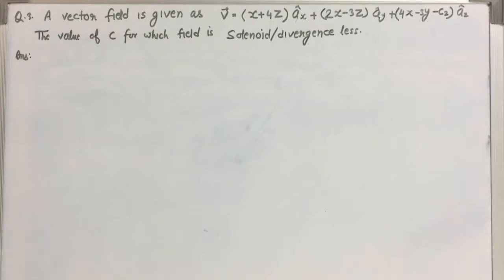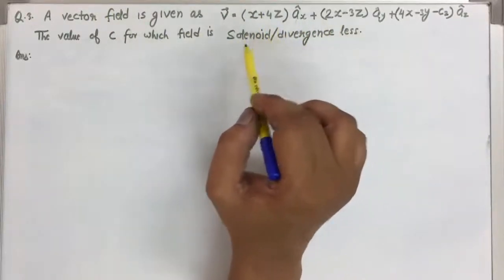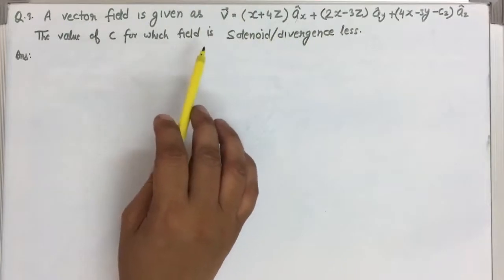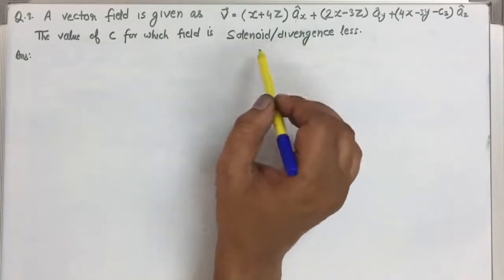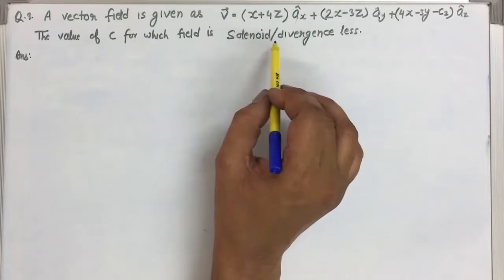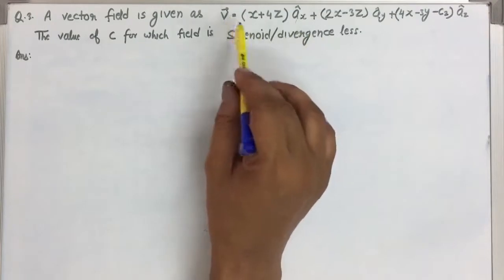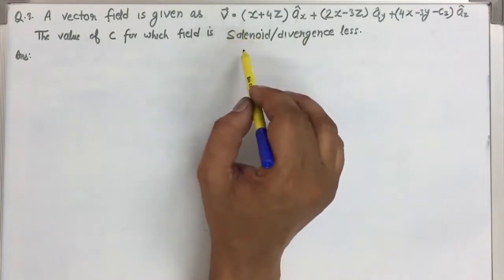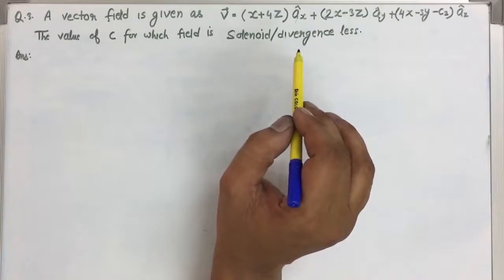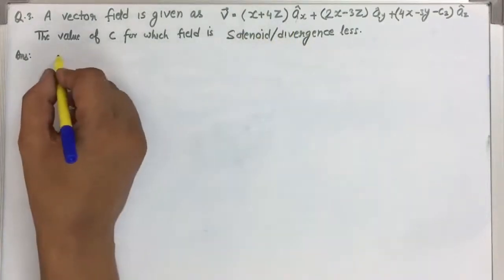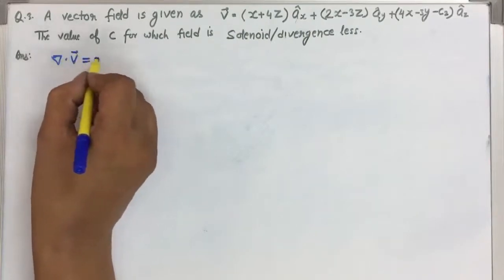Now the next problem. A vector field is given as V. Find the value of C for which the field is solenoidal or divergence-less. As the meaning suggests, if it is asked divergence-less, it means the divergence of the field should be 0, or if it is asked that the field is solenoidal, in that case the divergence is also 0. So in both cases you have to prove that the divergence of the vector field is 0.